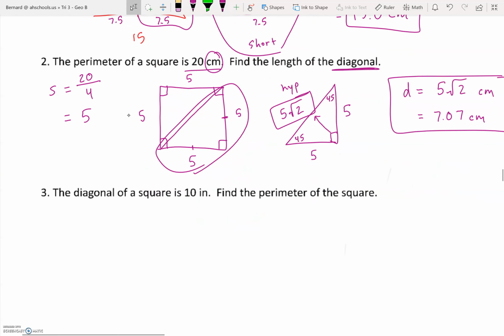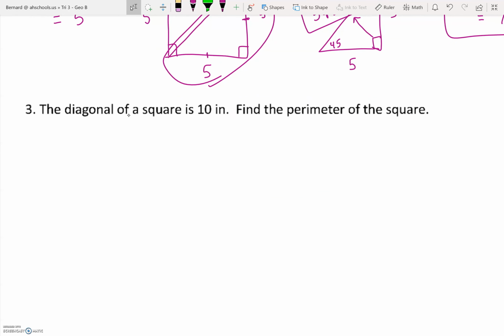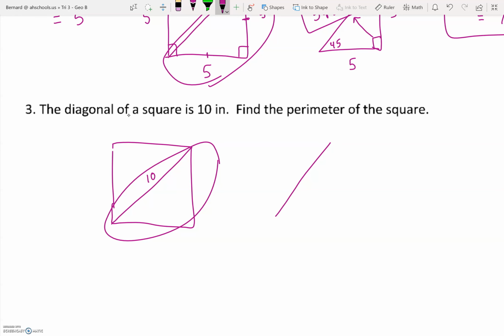All right, now, number 3 is like that in reverse. The diagonal of a square is 10 inches. Find the perimeter. So let's draw a square, draw a diagonal by connecting the corners. I know that's 10. I also know that if I focus on this triangle that the diagonal creates, since it's happening in a square, it's going to be a 45, 45, 90 again.